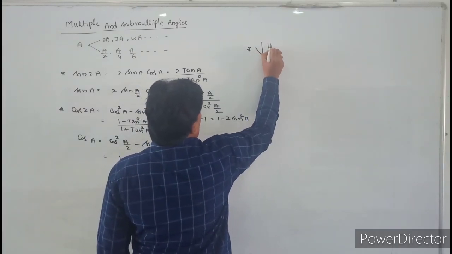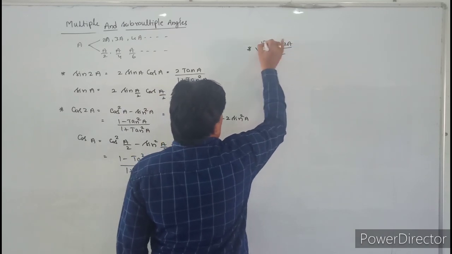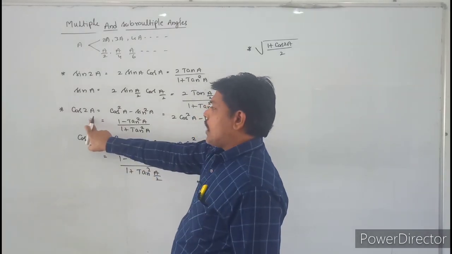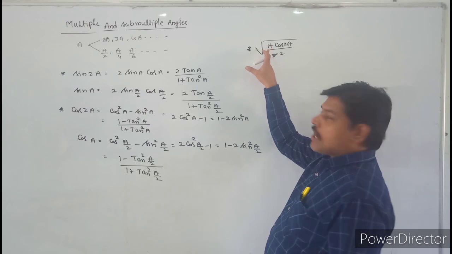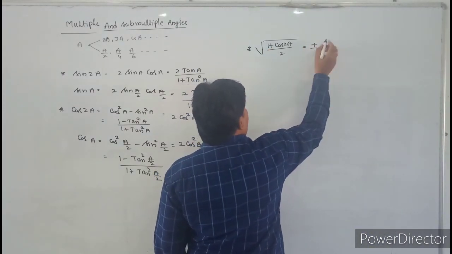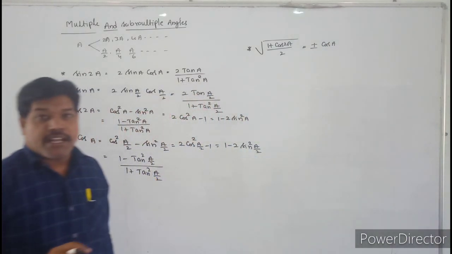Root of 1 plus cos 2A by 2. What is the cos 2A formula? Cos 2A is equal to 2 cos square A minus 1. If you apply the formula here, it will become plus or minus cos A.